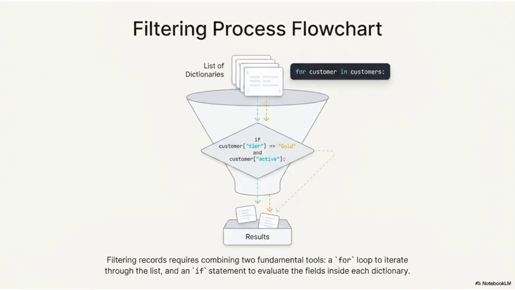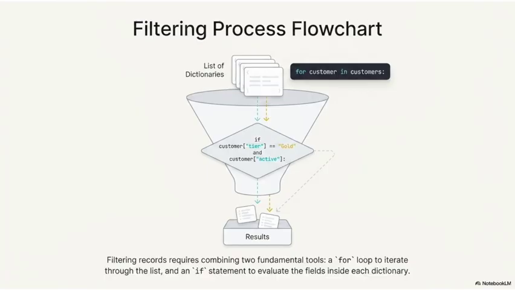Filtering a list of dictionaries requires combining 2 tools: a for loop to iterate through the records and an if statement to evaluate fields inside each dictionary. The workflow shows the process clearly. The loop pulls each customer dictionary from the list one at a time. The if statement checks the specific field, customer tier equals platinum, for example. Records that pass the filter flow to the results collection. Those that don't are discarded. The result is a filtered subset of the original dataset.